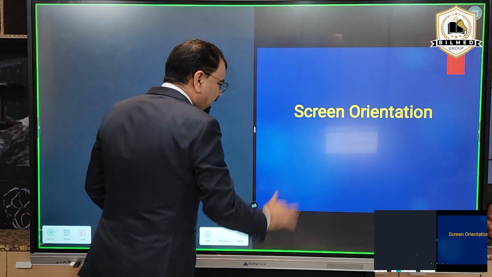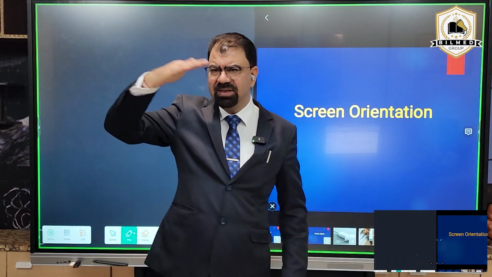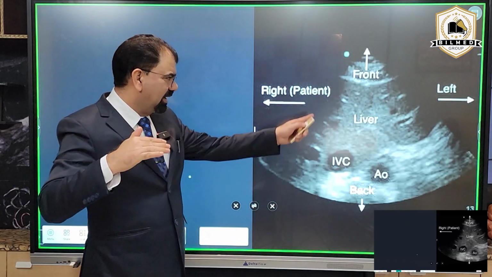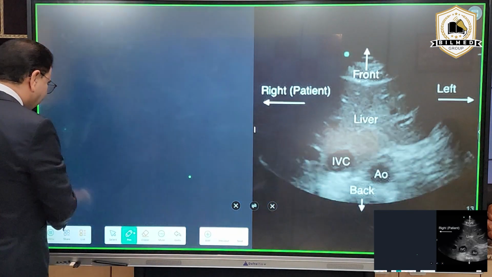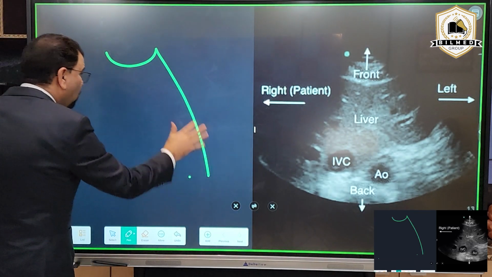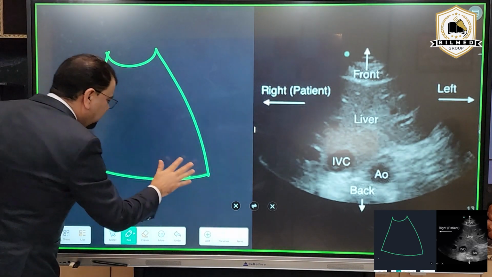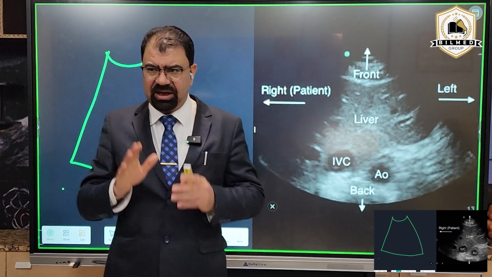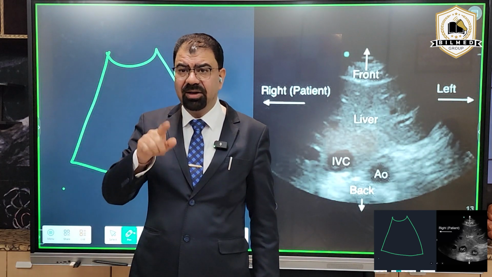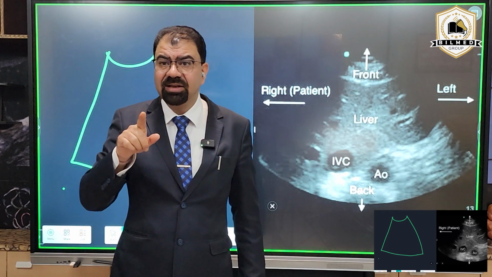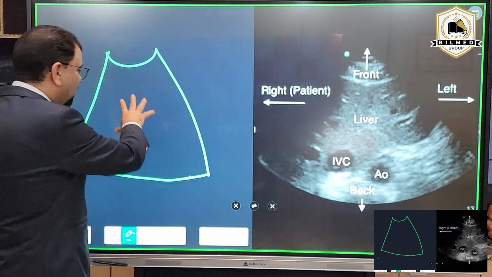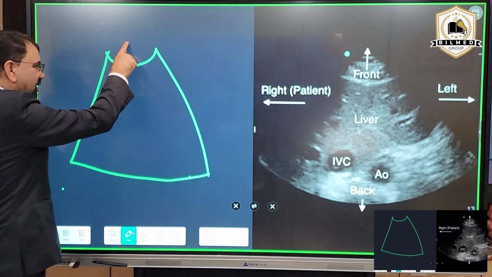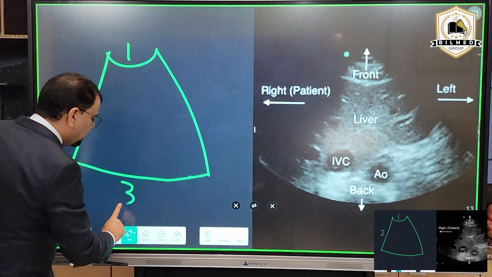In screen orientation, first of all, when the probe is in transverse section like this, and you are seeing a monitor, and on the monitor you are having an image. Now, being in a transverse section, when your probe marker is towards the right of the patient, where is the anterior of the patient on the screen? Which part is anterior? Dr. Madhuri, I am marking 1st, 2nd, 3rd, and 4th.